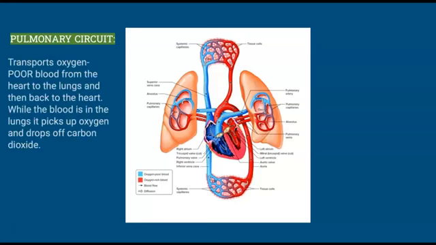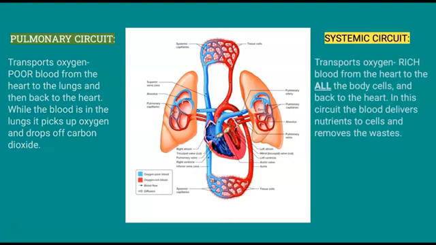So the pulmonary circuit transports oxygen poor or deoxygenated blood from the heart to the lungs and then back to the heart. While the blood is in the lungs, it picks up oxygen and drops off carbon dioxide. Our systemic circuit transports oxygen-rich blood from the heart to all the body cells and then back to the heart. In this circuit, the blood delivers nutrients to cells and removes the wastes.